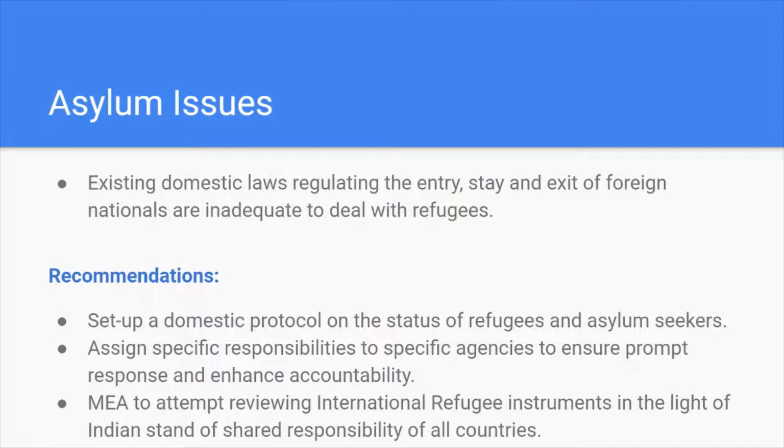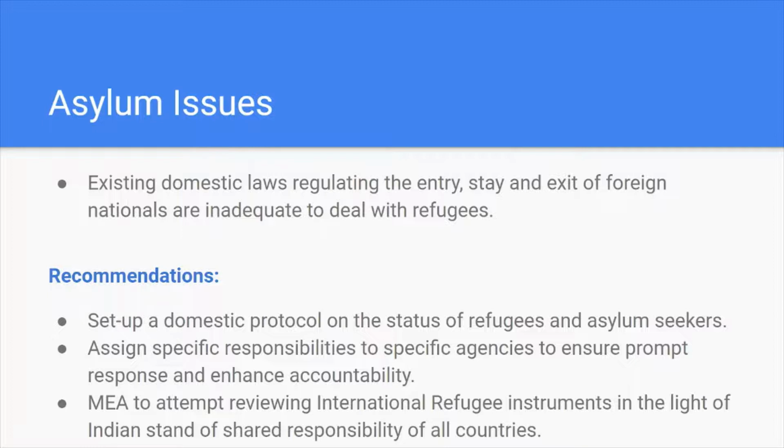There are certain reasons why India is not a party to this particular convention. India believes in a concept of shared responsibility of all countries in any refugee crisis. But the convention or its protocol does not deal with this concept of shared responsibility. That's why India is not willing to join this convention, and it relies on its domestic laws which deal with foreigners and ultimately refugees.